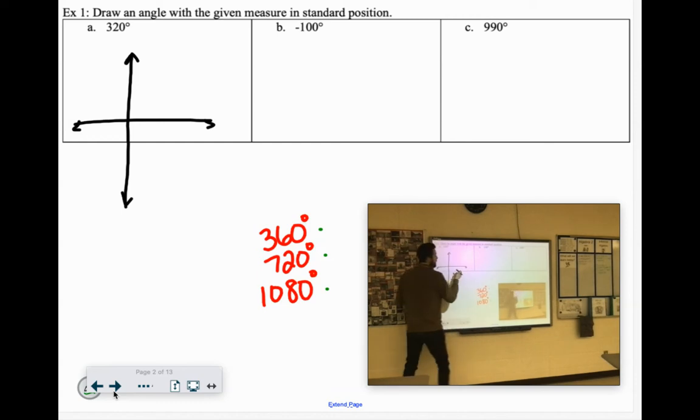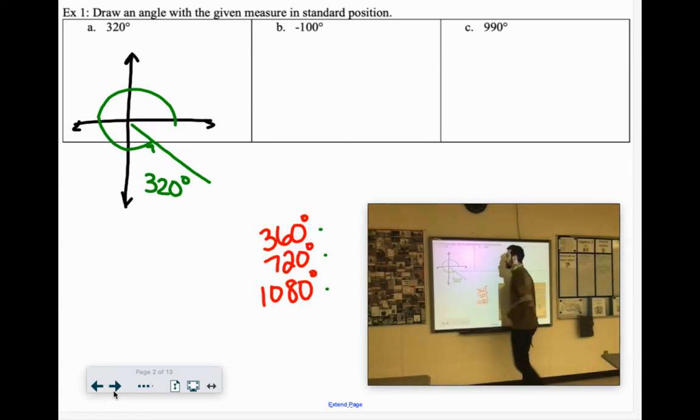So 320 is going to be most of the way around. If you're going this way, you know half of a circle is 180 degrees. 3/4 would be 270, so it'd be 50 degrees more than that. That would be about there. So we'll label it 320 degrees.